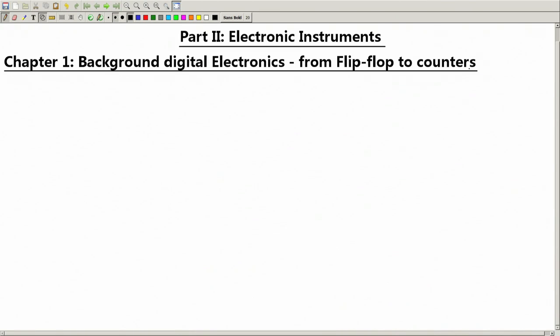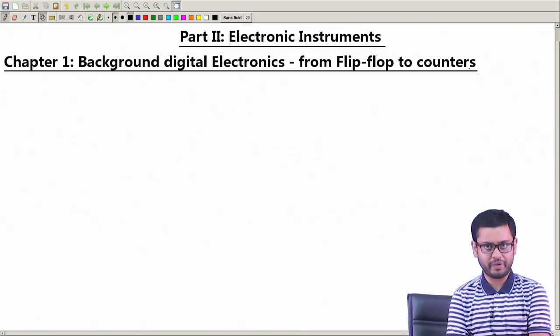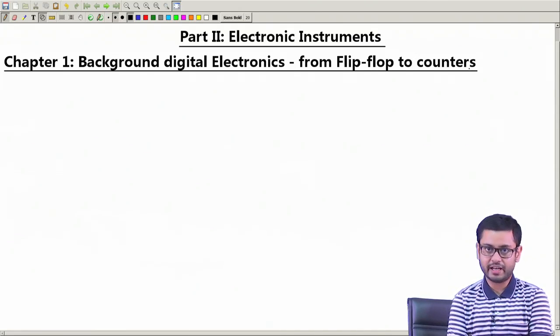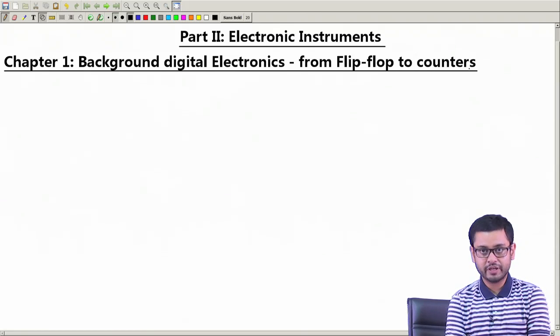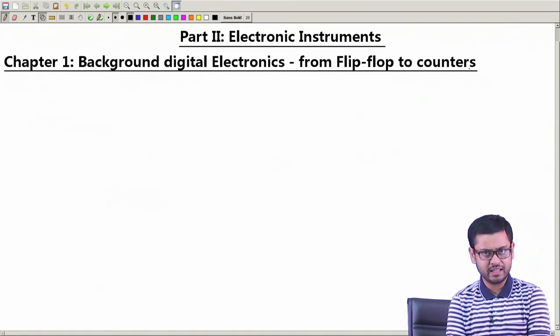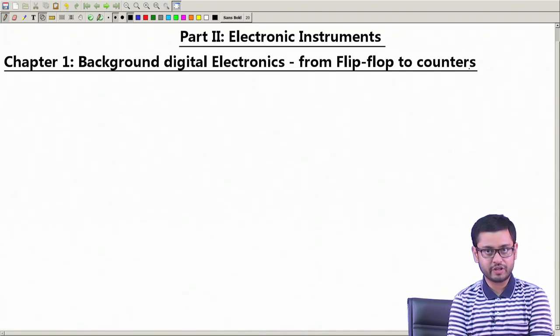Today we are going to start our second part in this course, which is on electronic instruments. So far we have studied mostly classical electromechanical instruments. All instruments that we have studied were electromechanical. There was no electronic circuit at all. There was no digital electronics, nor analog electronics, nothing. Today we are going to start electronic instruments, which can be either digital electronics based or analog electronics based instruments.